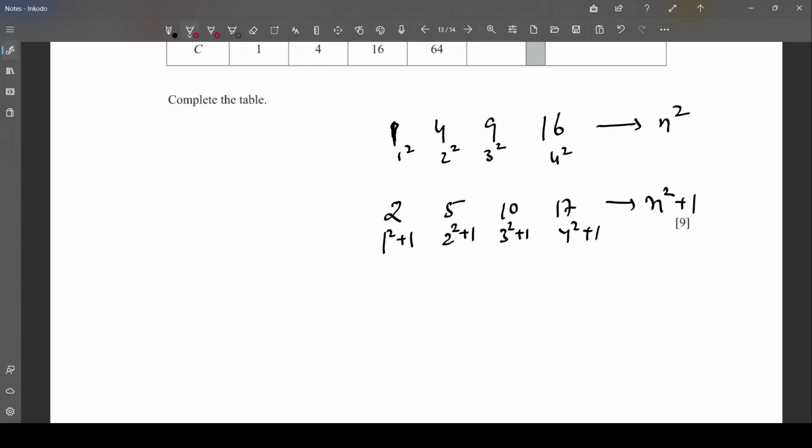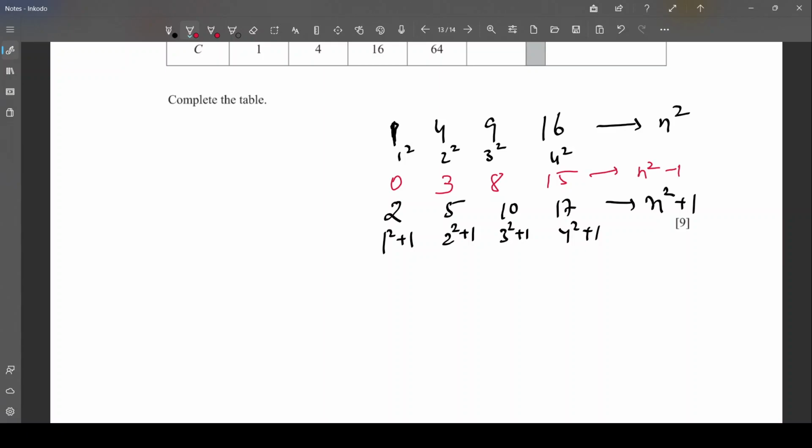So if I write 0, 3, 8, 15, what is happening? In this case, I'm having n square minus 1, right? Because can you see that 1 square is 1, but I have 0, so 1 is subtracted. So the nth term will be n square minus 1.